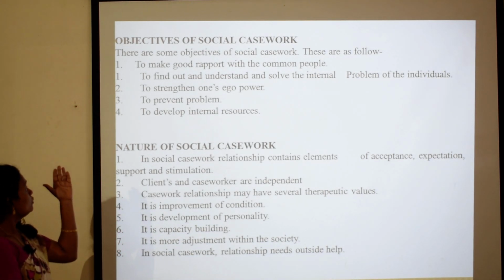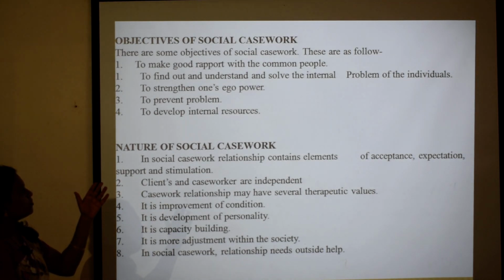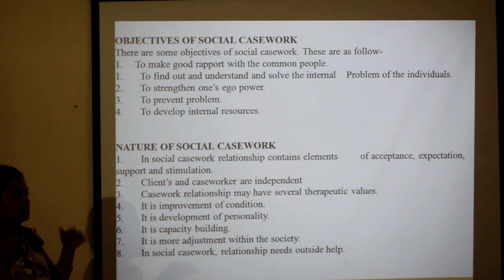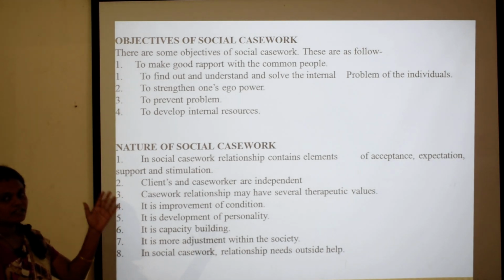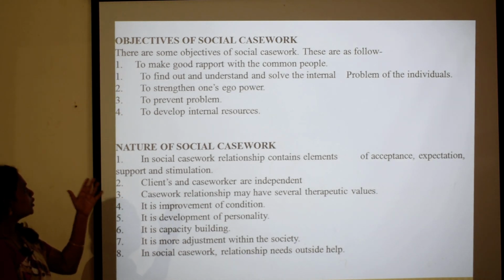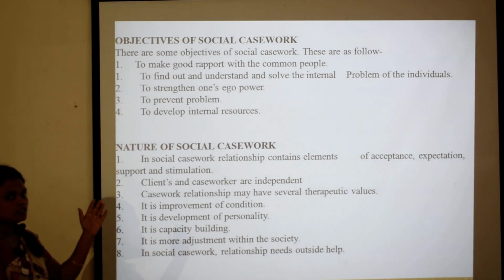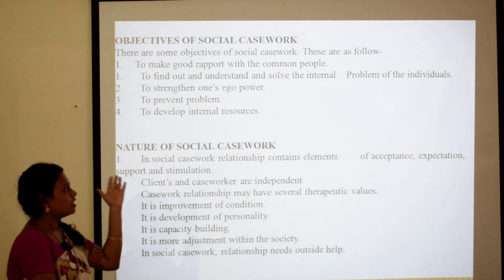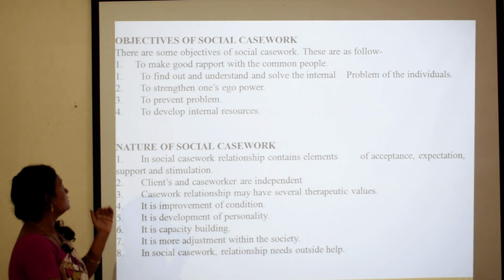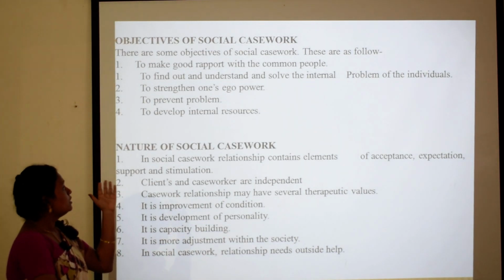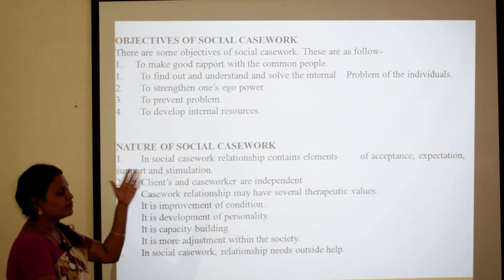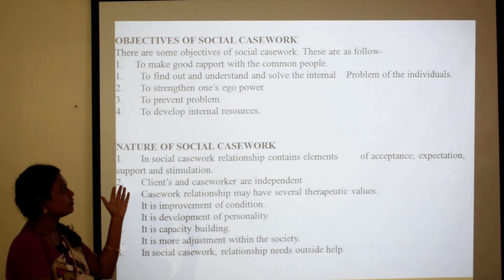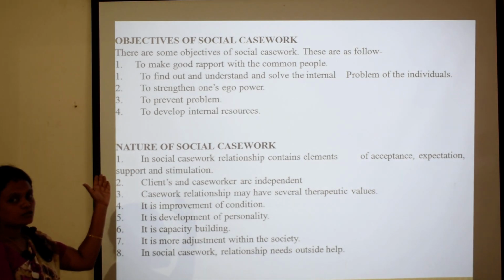Next is to find out, understand and solve the internal problems of the individual. As a caseworker, first we have to find out the clients and understand the client, and then we have to solve the problems of the individuals. The third is to strengthen one's ego power. Ego means we have to control ourselves and deal with the client. Then, to prevent problems, we help them to prevent problems of the individual. And to develop internal resources of the individuals. These are the objectives of social casework.